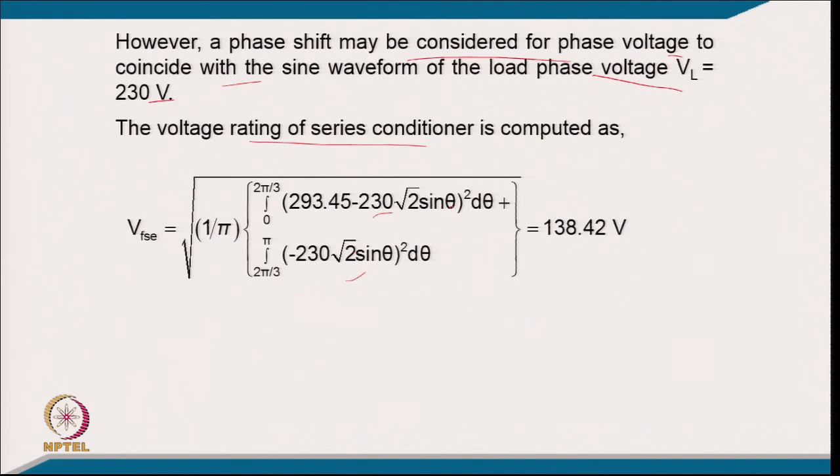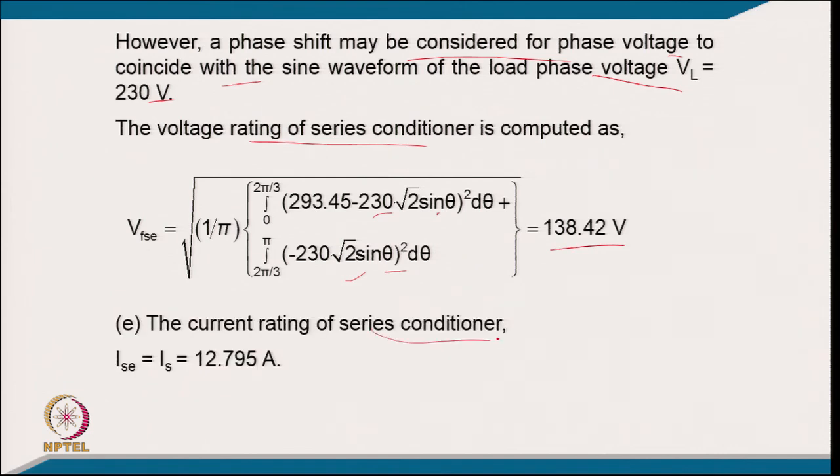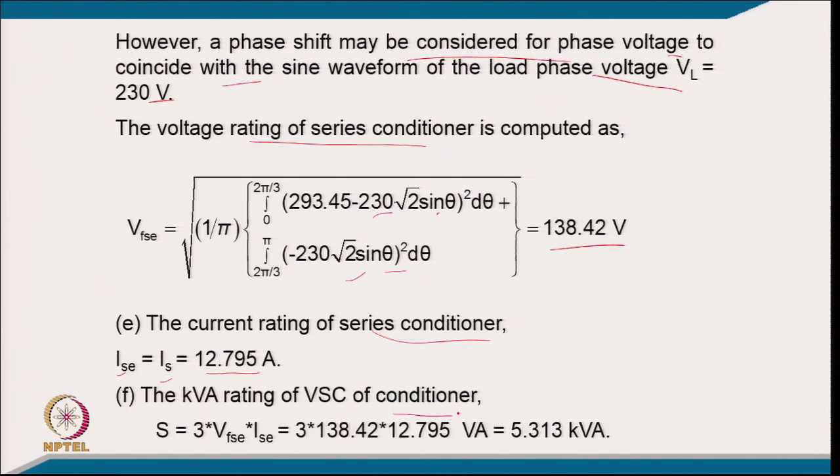Putting this typically DC minus your AC sine wave and then AC only, because DC is not there. So, it comes 138.42 volt, and current rating of series conditioner is same as IS equal to 12.79 ampere, as the current typically on the supply side 12.795 ampere, and the VA rating of series VSC of series compensator is 3 into VS into IS. So, putting the value it comes 5.313 kVA.